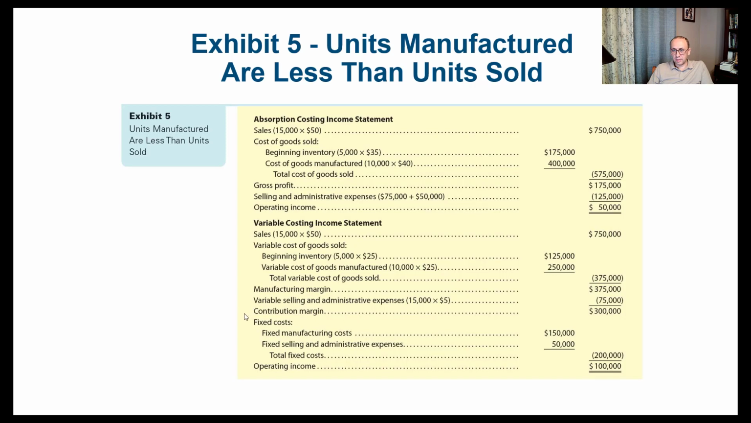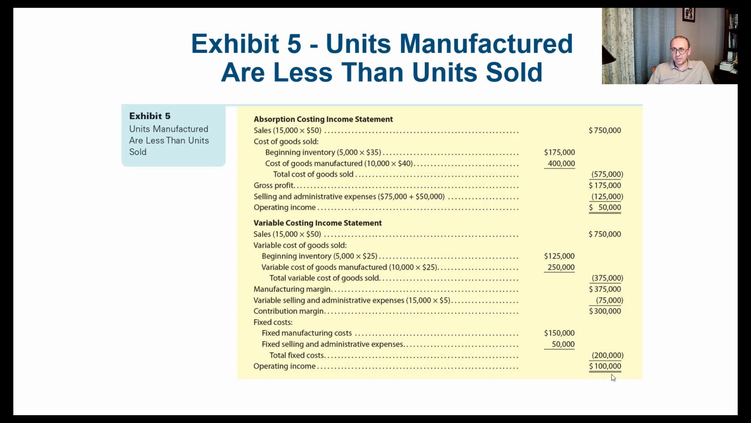Then we go to calculate the contribution margin. We subtract the variable selling and administrative expenses. That's the total sold, 15,000, multiplied by 5, which is 75,000. That would give us a contribution margin of 300,000. The last step to get the operating income, we have to subtract the fixed costs, both manufacturing and selling. So we get the 150 and the 50,000, we add them together, that's 200,000. That would lead to 300,000 minus 200,000, an operating income of 100,000.